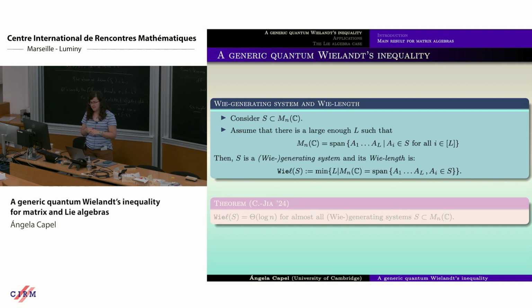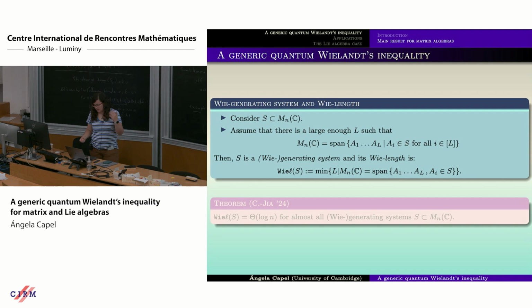So for me, a V-generating system, as you can imagine, is going to be a pair of matrices, or a set of matrices in this case, for which I'm actually promised that at some point, considering all the words of the same length on these matrices, I'm going to be generating the whole matrix algebra. And what we can see, and it's not difficult to see, is that once it saturates, it saturates forever. So if for length L we are generating the whole matrix algebra, we can keep adding letters to the word, and we are still going to be generating the whole matrix algebra. Okay, so this is already saturated.